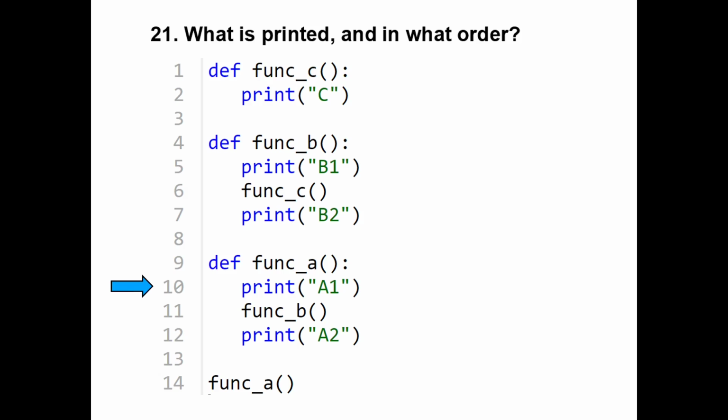Then it's going to print out A1. All right, so I just grabbed a little box and wrote down A1 so I can remember what's printed. Next thing we're going to do, it's going to go down and call function B. I'm going to leave this arrow right here, and I'm going to grab another arrow and move it up to function B.